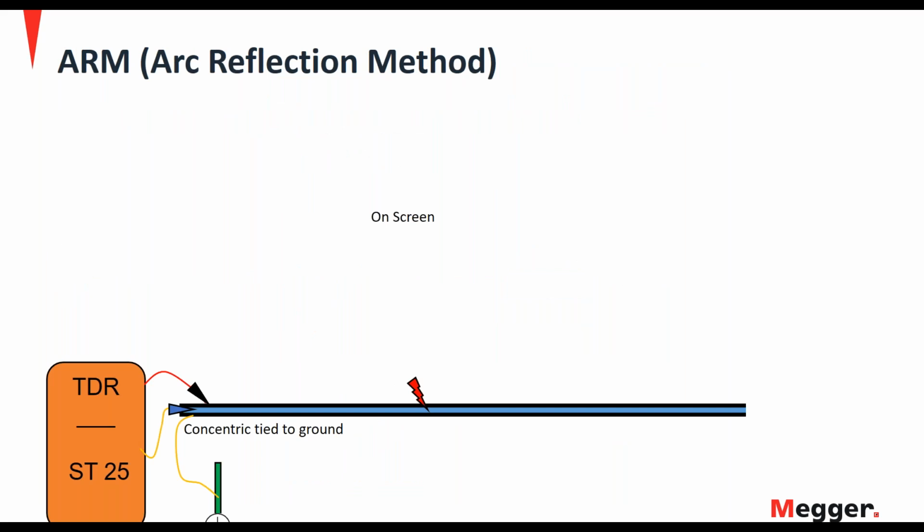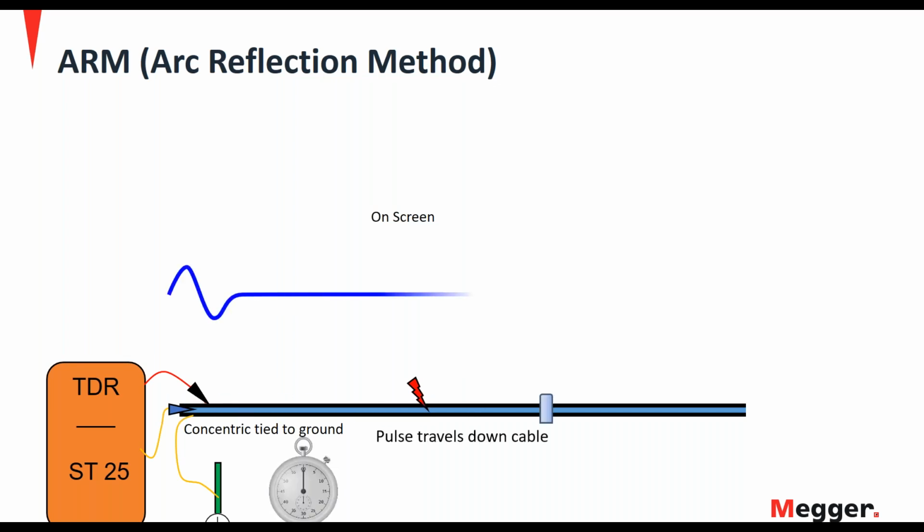So before we move on to step 3, let's quickly review how the arc reflection method works. We have our Smart Thump 25 connected to the cable. And as mentioned, the 25 has a TDR radar built into it. The radar is going to send a low voltage pulse down the cable, and it's going to reflect off the far end. And on the display screen, we'll see something like the blue trace above.